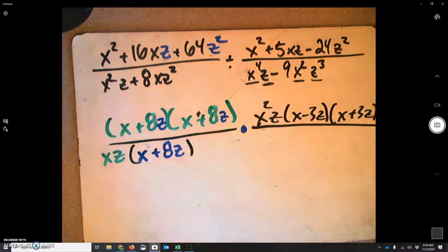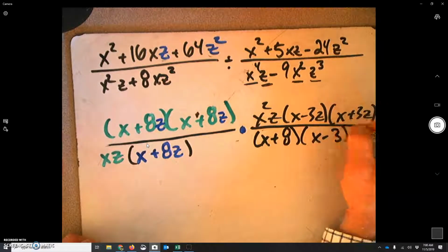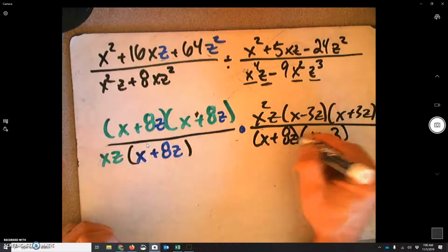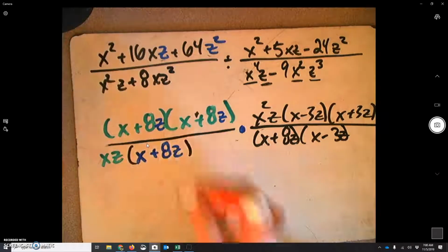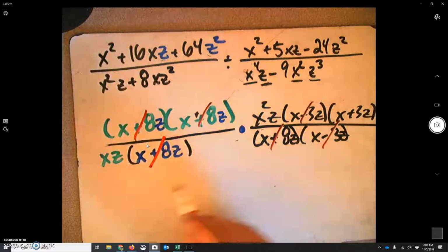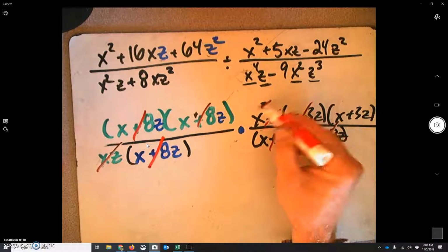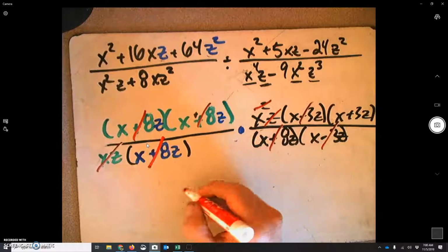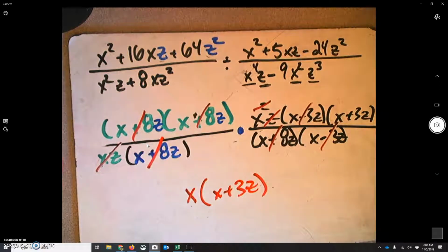X plus 8 times x minus 3, oh, z. All right, now let's see what we can cross off. We can cross off x plus 8z. We have another one of these right here. And then an x minus 3z. And then we have x squared z here and an x and z. So I'm going to cross off the x and the z, and we'll leave one x behind. So our answer is really small. X times x plus 3z. Everything else crosses off.